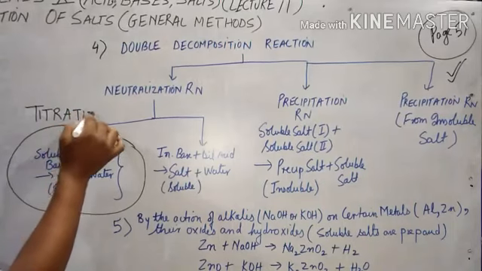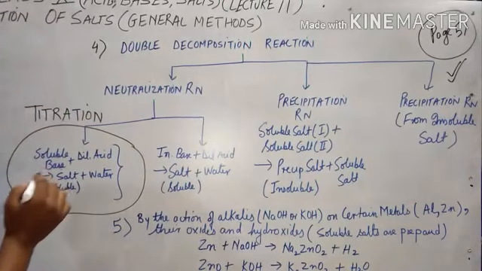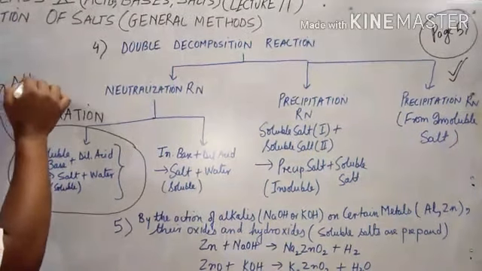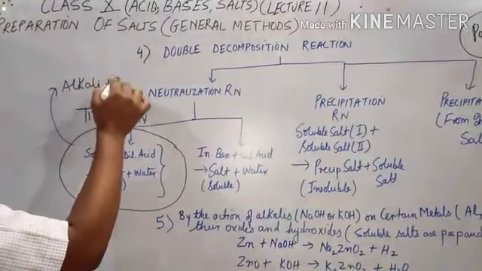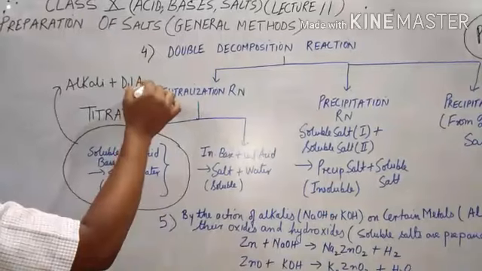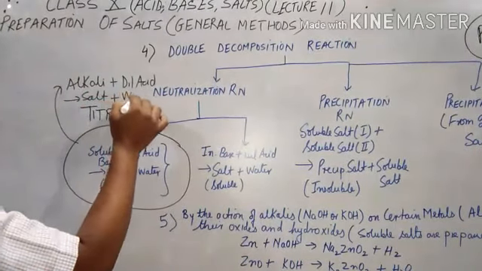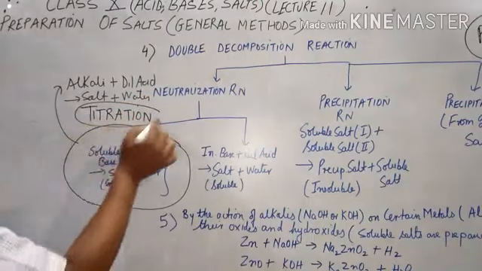It's a very important thing. So जब अल्कली, so what is titration? Soluble base किसको बोलते हैं? अल्कली को. तो जब अल्कली रिएक्ट करता है डाइल्यूट एसिड से और सॉल्ट बनाता है जो कि सॉल्युबल सॉल्ट होता है और वाटर बनाता है, तो उसको हम कहते हैं टाइट्रेशन.